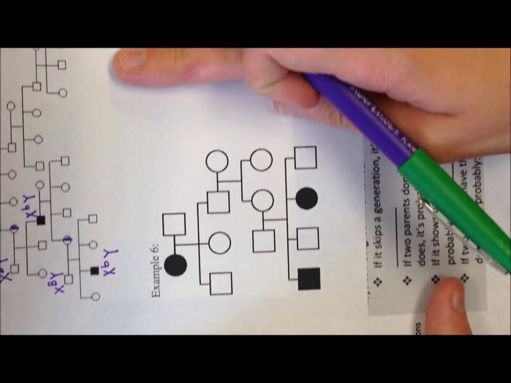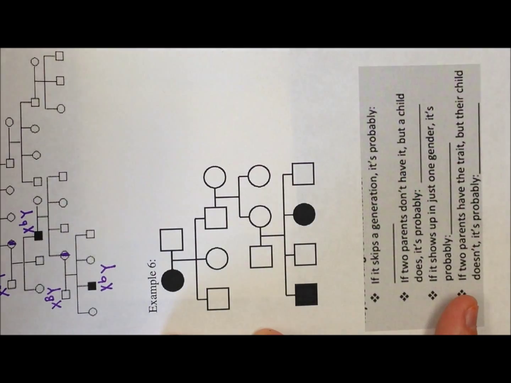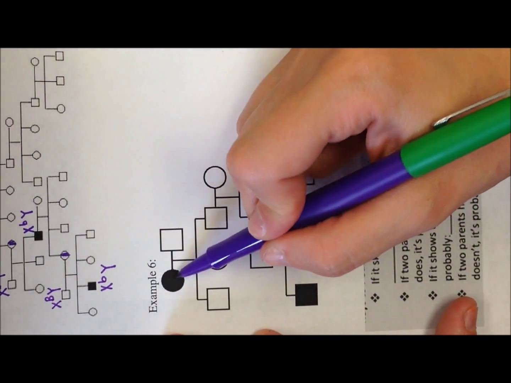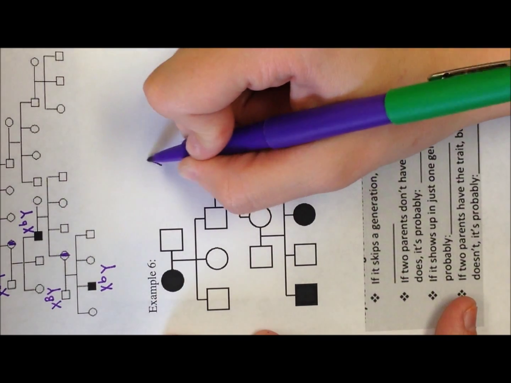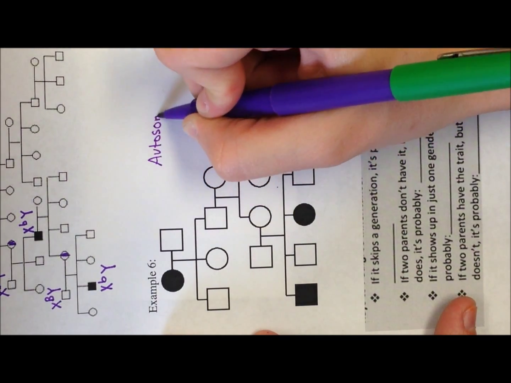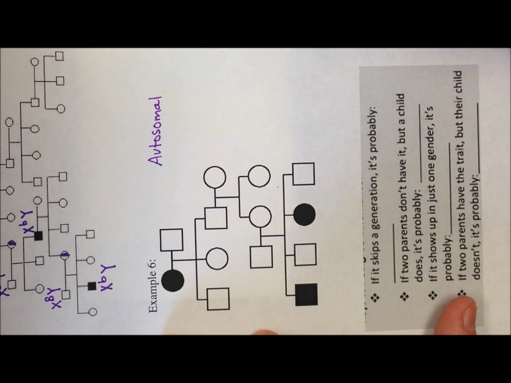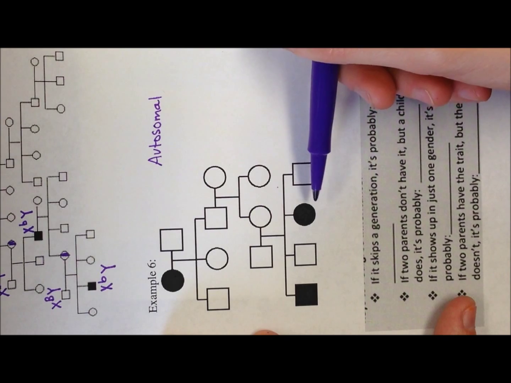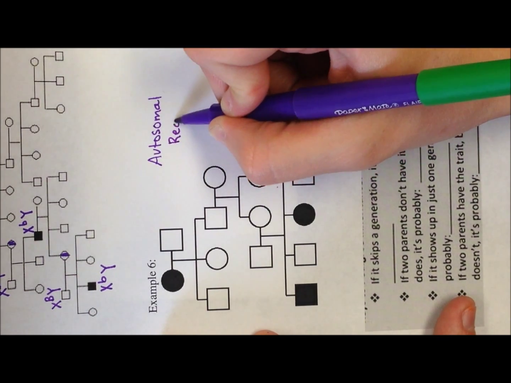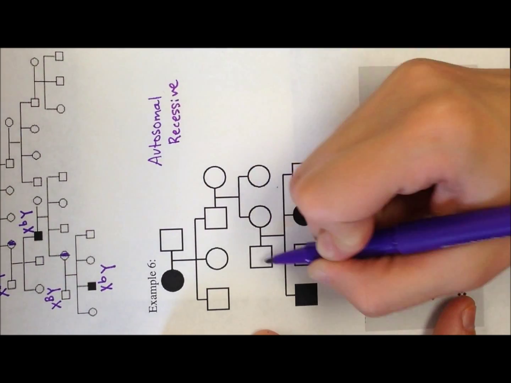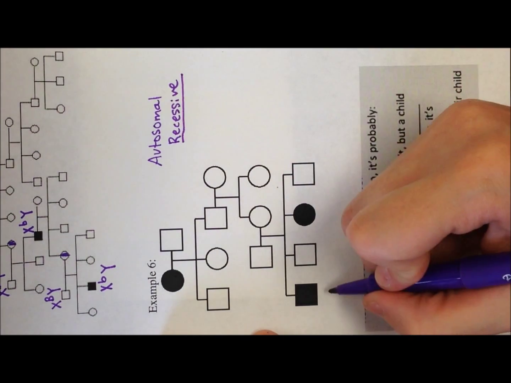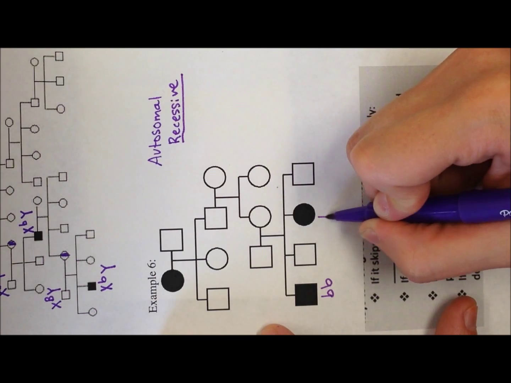Can you see example 6? Yes, example 6. Okay, so here, first question, does it occur in boys and girls? Girl, girl, boy. Yes, so we know it's autosomal. Next thing, does it skip generations? Yup, these guys don't have it, these guys don't have it, and then suddenly it shows up again. So this is a recessive trait. Two parents don't have it, but their kids do. Autosomal recessive, that means I'm going to use little letters for everybody who's shaded in.